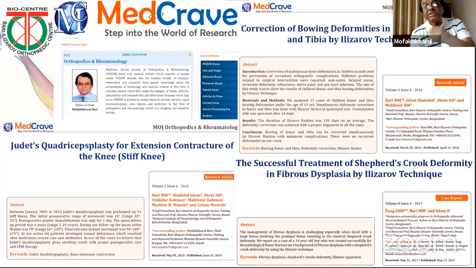I cannot show you all these things. This is fibrous dysplasia, correction of the bowing deformities, Judet's quadricepsplasty. You can go through Medcrave, American Journal.